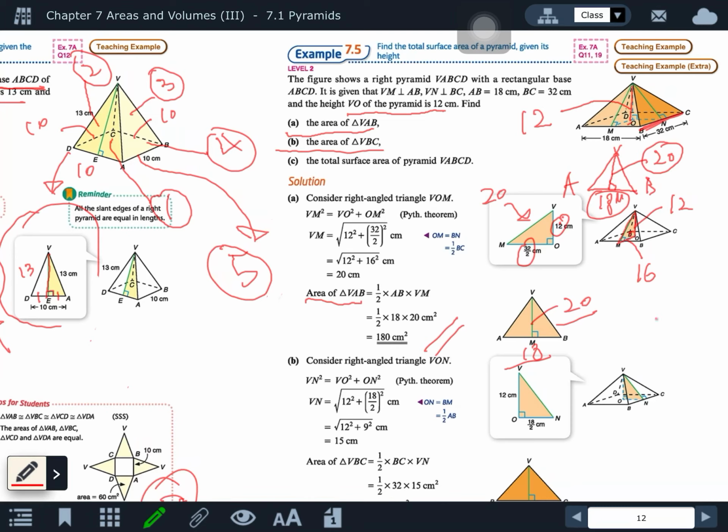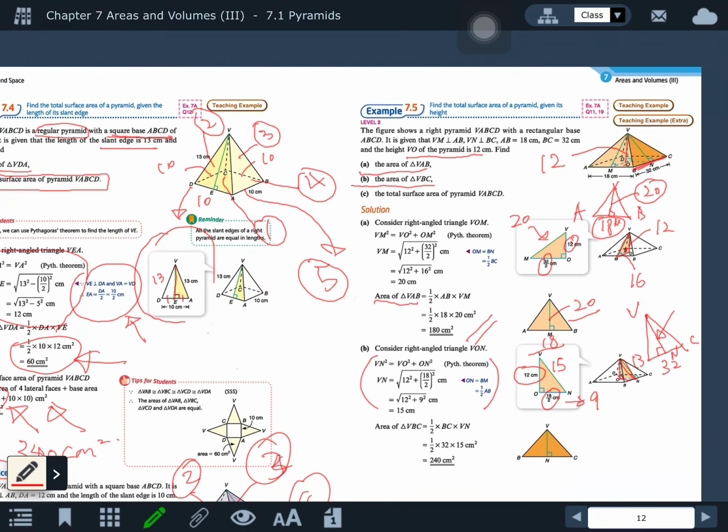For triangle VBC, we know the base is 32 already. We need to find the length of VN, which is the height of triangle VBC. We do the same thing again, because VON is a right angle triangle. VO again is 12, and ON is half of 18, so this should be 9. By using the Pythagoras theorem again, we calculate that VN should be 15.